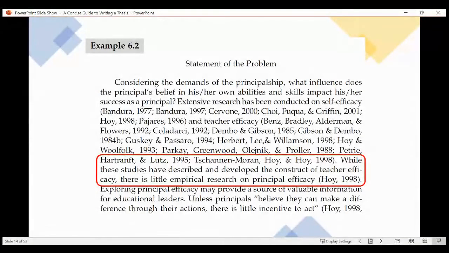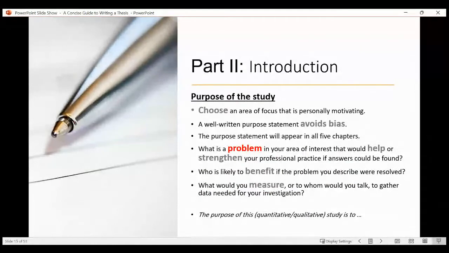Let's move on to look at this example here. See how this author identified the problem. While these studies have described and developed the construct of teacher efficacy, there is little empirical research on principal efficacy. Okay, this is one way of identifying the problem, or what we call a research gap. A research gap.